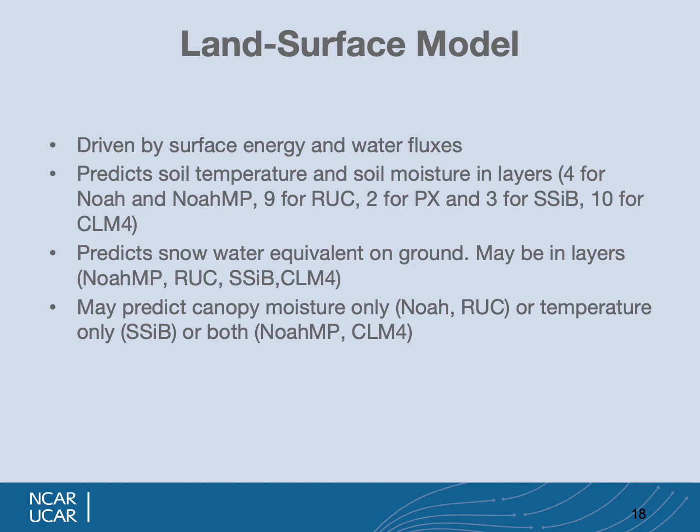So the land model is driven by surface energy and water fluxes. It predicts soil moisture and soil temperature in 4 layers. For NOAA or NOAA MP, RUC has 9, Pleim-Xiu has 2, Simple SIB has 3, and CLM4 has 10. So different numbers of soil layers, different depths. It predicts snow water equivalent on the ground, or it may have that in layers as well. And it can predict either canopy moisture alone or canopy temperature alone, or both, depending which option you've chosen.